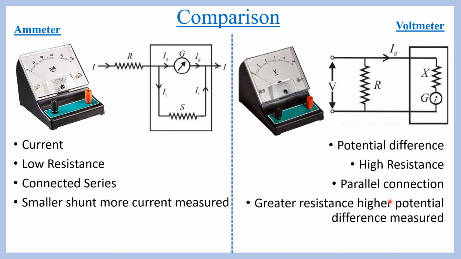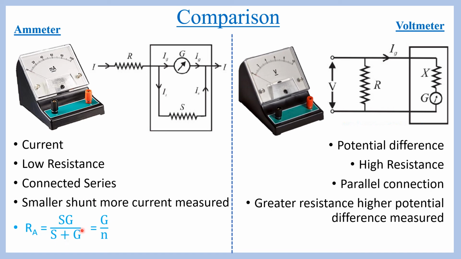The potential difference that you can measure with that will be accordingly very high. And the last point is the resistance of the ammeter. Here the galvanometer resistance is G, the shunt resistance is S. So using that you will get the calculation, that is two resistances connected in parallel.